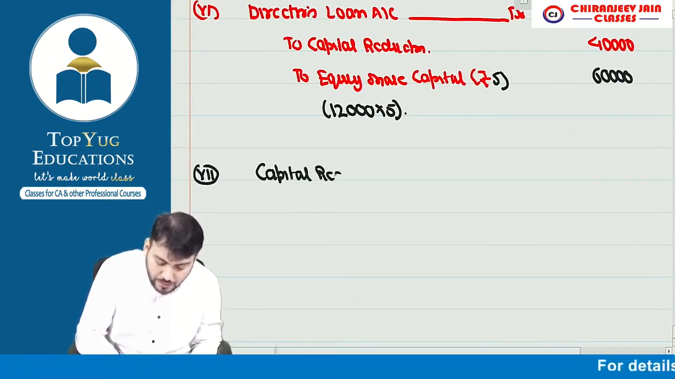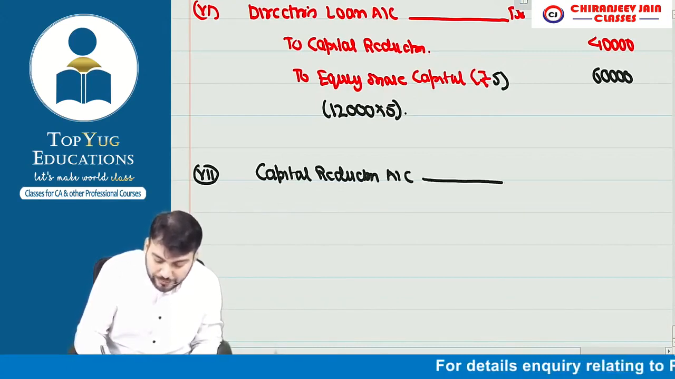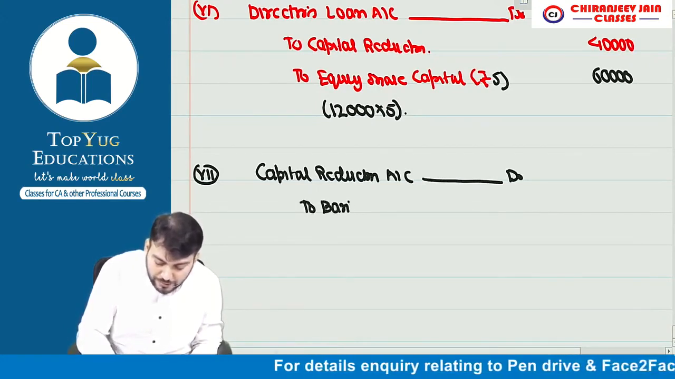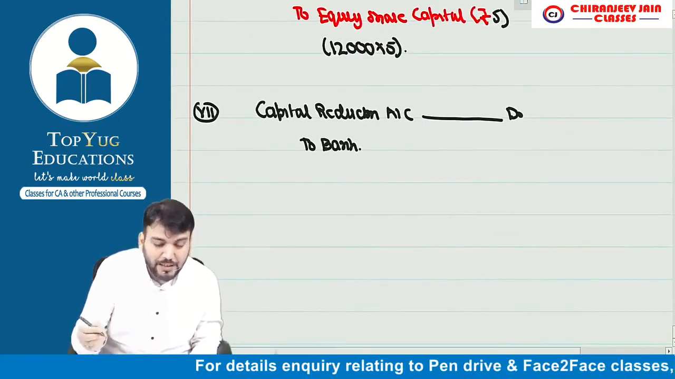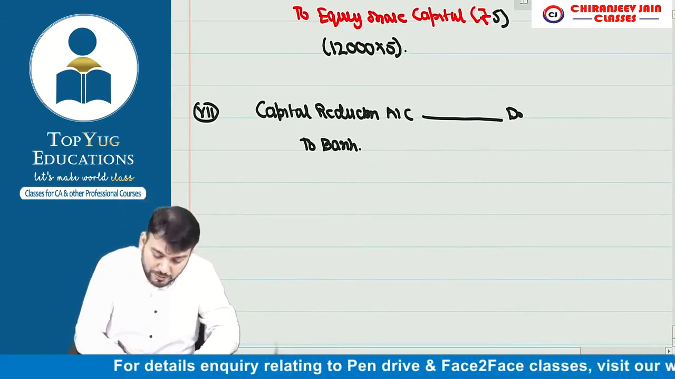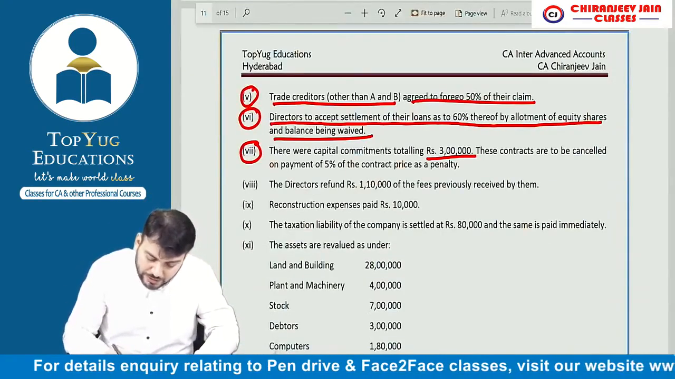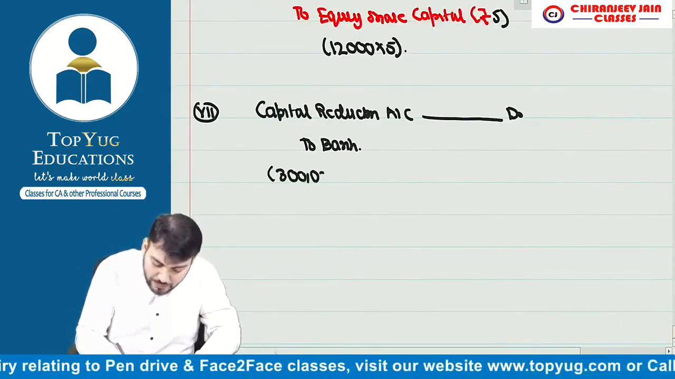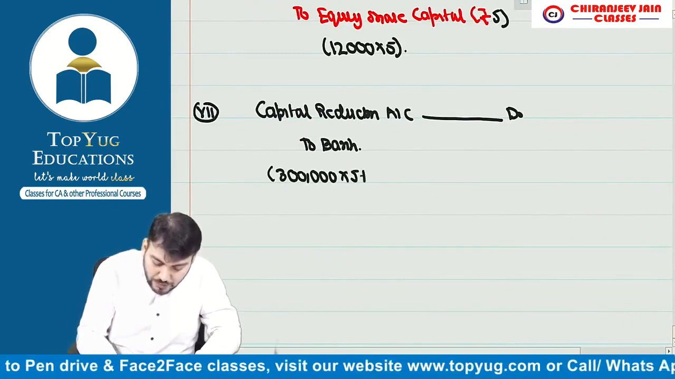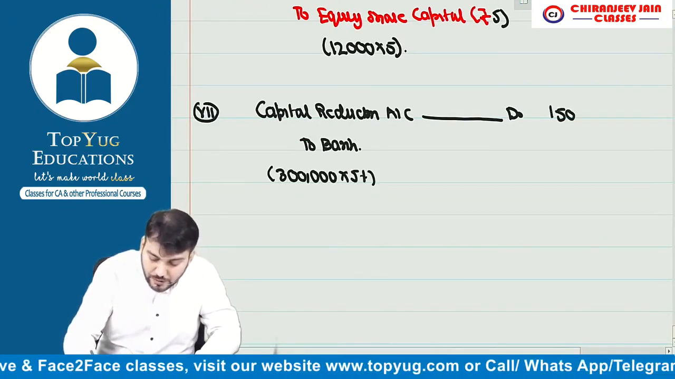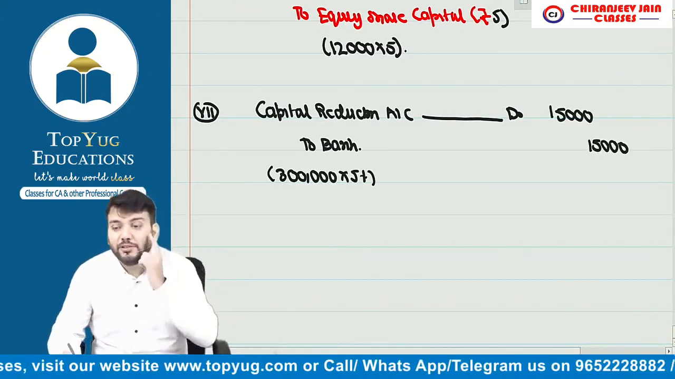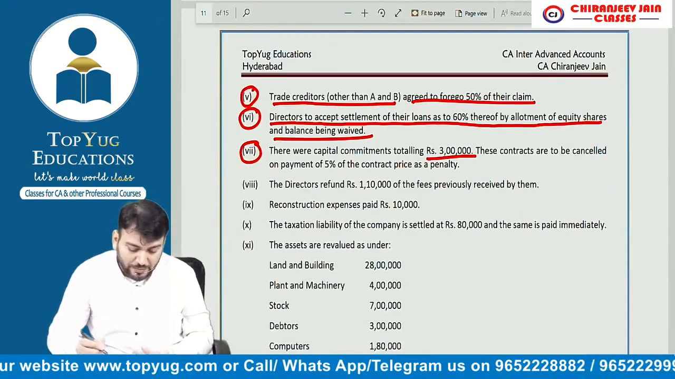Capital reduction account debit to bank. So 5% penalty. 5% of what? What was the amount? It is 5% of 3 lakh. So 5% of 3 lakh is equal to 15,000. 15,000 payment has been made. Say yes or no? Yes sir. This also done. Thank you very much sir.